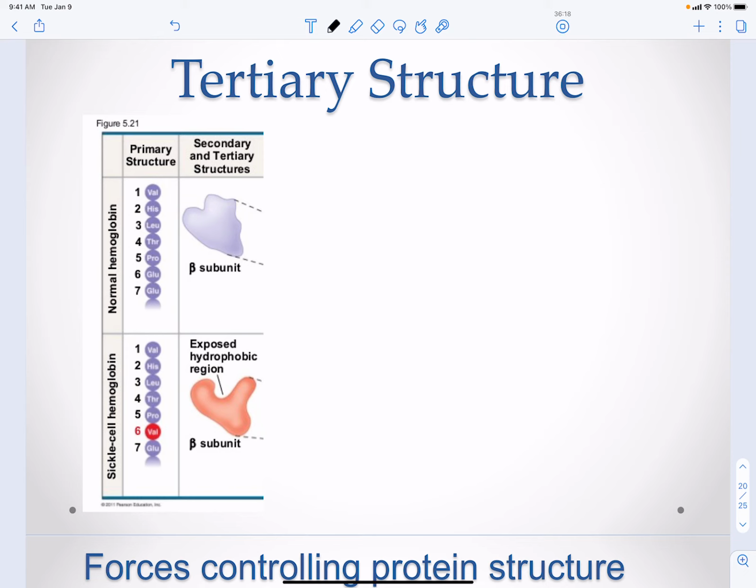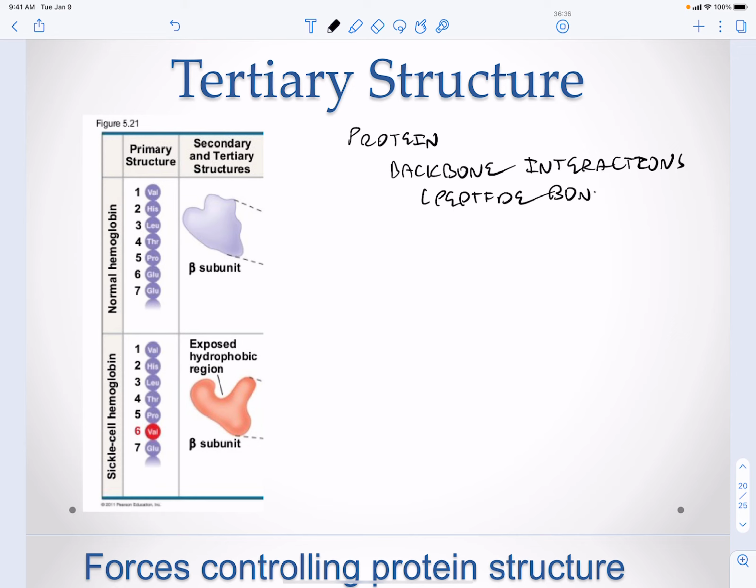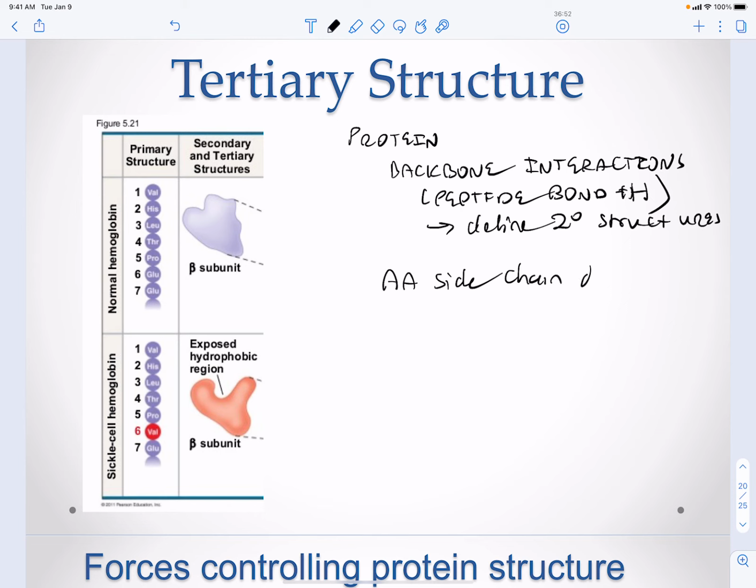So for your protein, you have your backbone interactions, and this is your peptide bond plus hydrogens, and these are going to define your secondary structures. And then the amino acid side chains define your tertiary interactions.